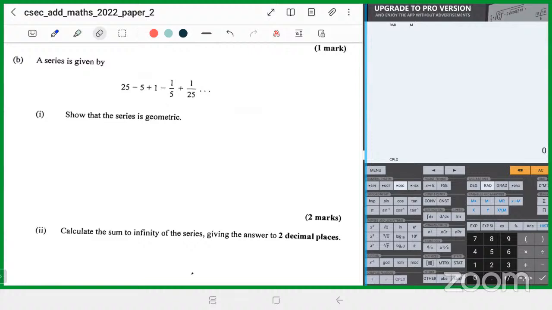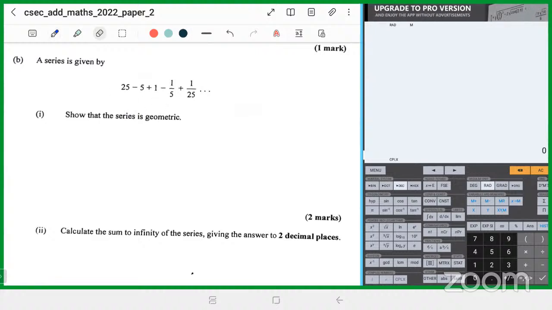Common ratio is 5. Can't be 5. You have to take the sign into consideration. Look, what value takes me from 25 to negative 5? Put better, what value takes me from 1 to negative 1 over 5?